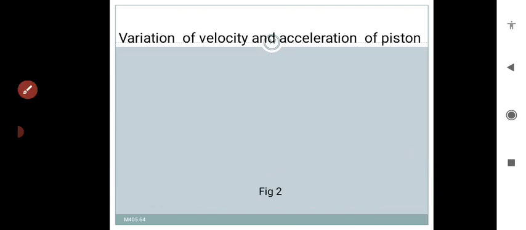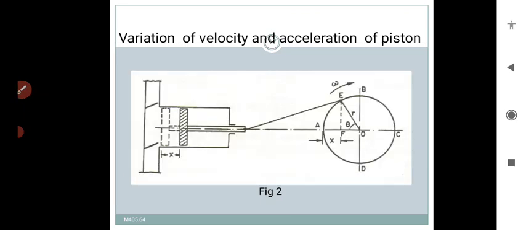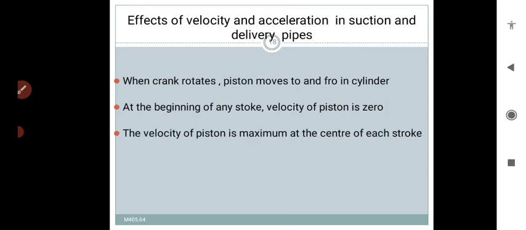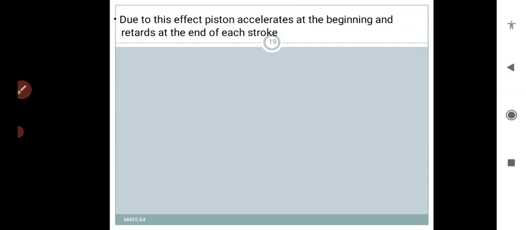Variation of velocity and acceleration of piston. Here observe this diagram. This is the variation of velocity and acceleration of the piston. The effects of velocity and acceleration in suction and delivery pipes: when the crank rotates, the piston moves to and fro in the cylinder. At the beginning of any stroke, the velocity of the piston is 0. The velocity of the piston is maximum at the center of each stroke. Again, it becomes 0 at the end of each stroke.